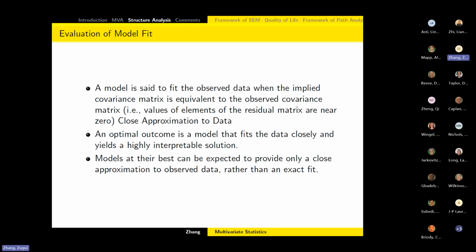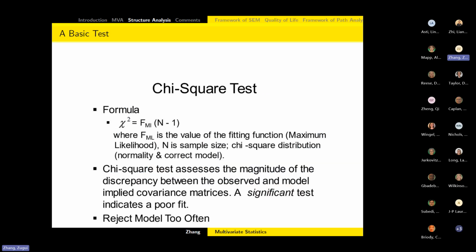When we say a model is fitted to the observed data, it means the implied covariance matrix is equivalent to the observed covariance matrix. So we will get a close approximation to the model. An optimal outcome is a model that fits the data closely and yields a highly interpretable solution. Models at their best can be expected to provide only a close approximation to the observed data rather than an exact fit. So this is like our ordinary studies.